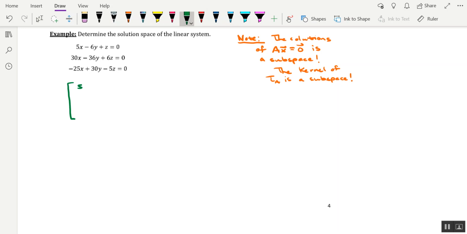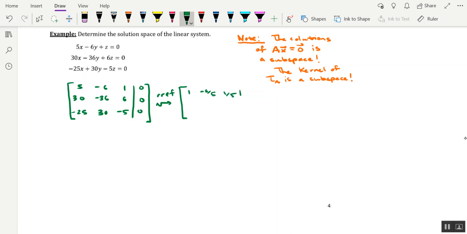So first row is going to have the entries 5, -6, 1, and 0. Second row will be 30, -36, 6, and 0. Then -25, 30, -5, and 0. And what we're going to do is RREF that, and I'll provide that for you. The first row is 1, -6 fifths, 1 fifth, and then 0. And then rows 2 and 3 consist entirely of zeros.